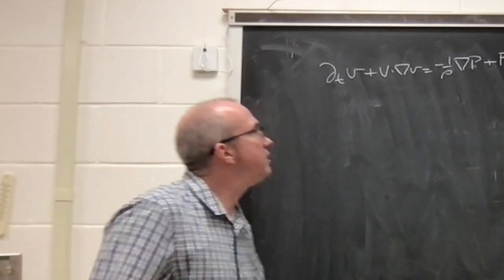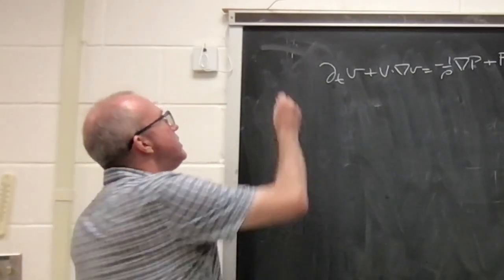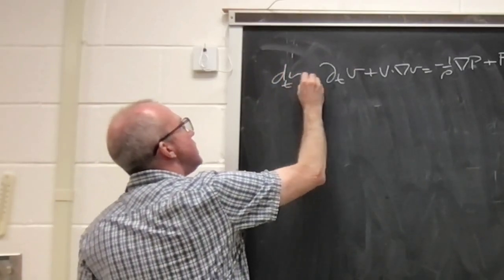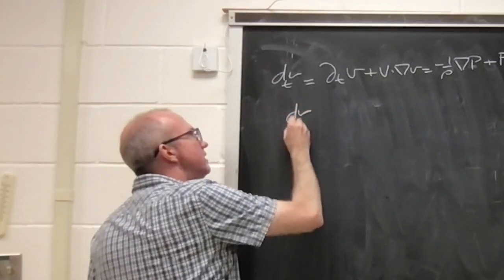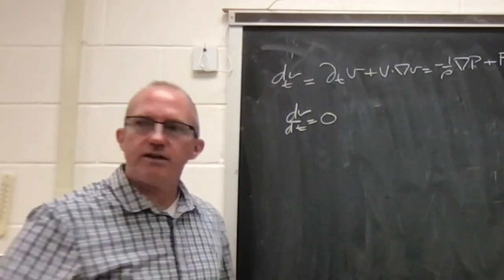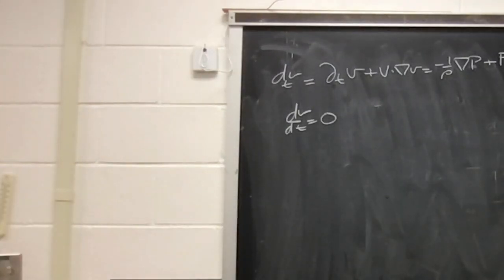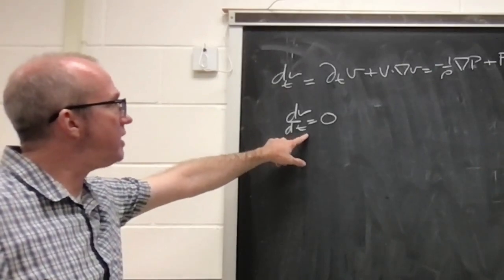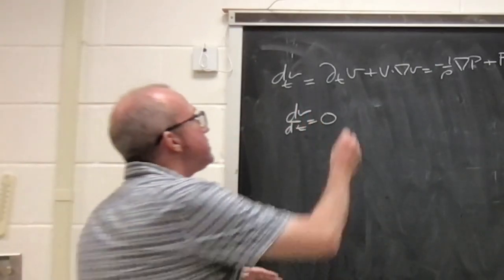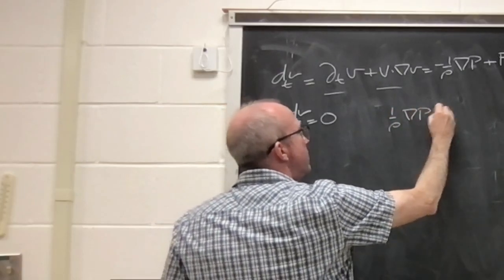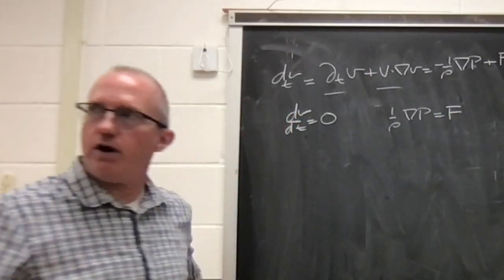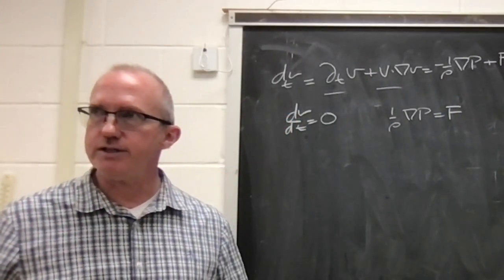So we have this, and we can throw stuff out. This is the full derivative of velocity with respect to time. So the first and easiest assumption that you can make is that the velocity is non-changing. So our first assumption is that the full derivative of the velocity is 0. If the full derivative is 0, then this goes away and this goes away, and we're left with 1 over rho grad p equals whatever body force you put on the system.